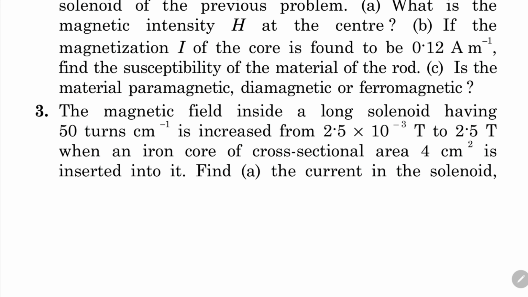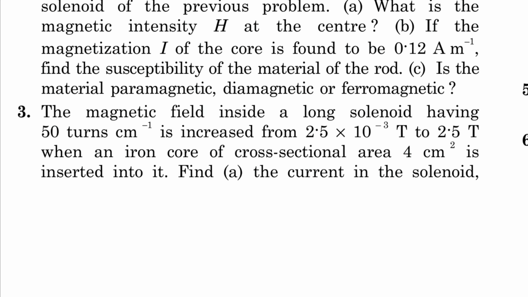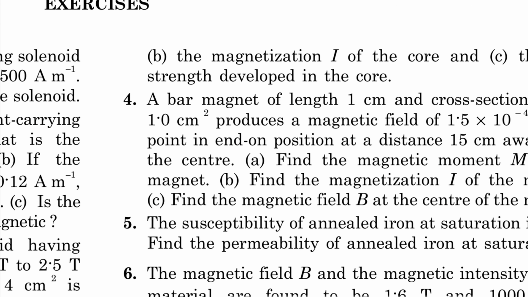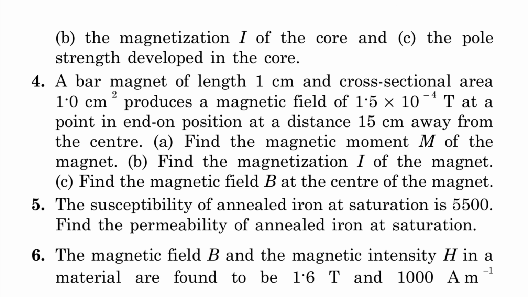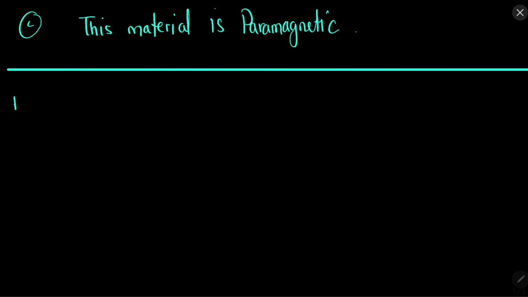In question 3, we have a magnetic field inside a long solenoid having 50 turns per centimeter. It increases from some value to some other value when an iron core is introduced. Now we need to find the current in the solenoid, the magnetization I, and the pole strength. So this is the third one.